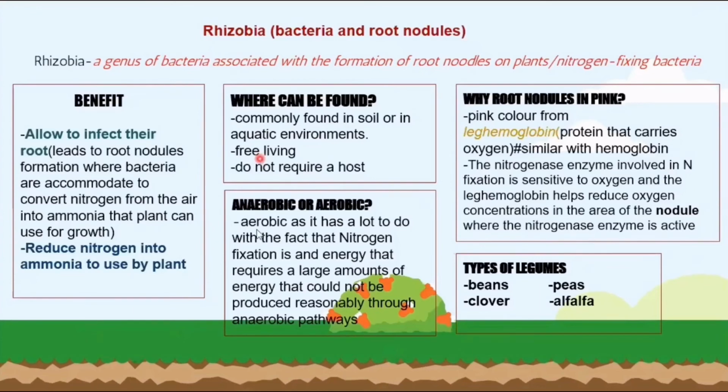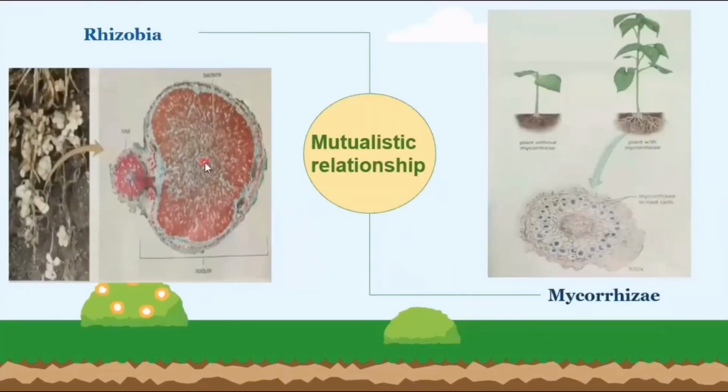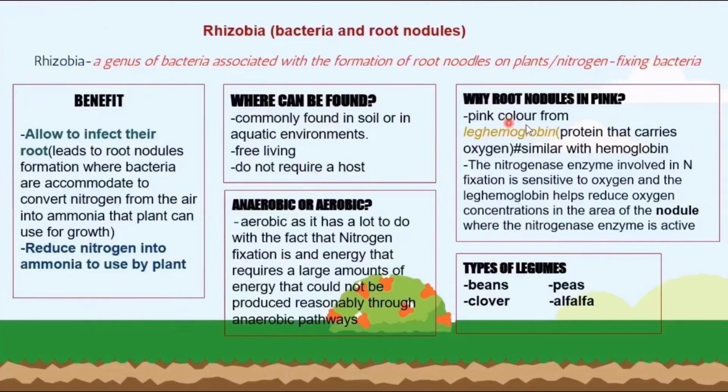Rhizobia is aerobic because nitrogen fixation requires a large amount of energy. As you can see here, the root nodules are pink in color. This is because the pink color comes from a hemoglobin-like protein that carries oxygen. It is similar to the hemoglobin in human blood. Types of legumes that have rhizobia are beans, clover, peas, and alfalfa.